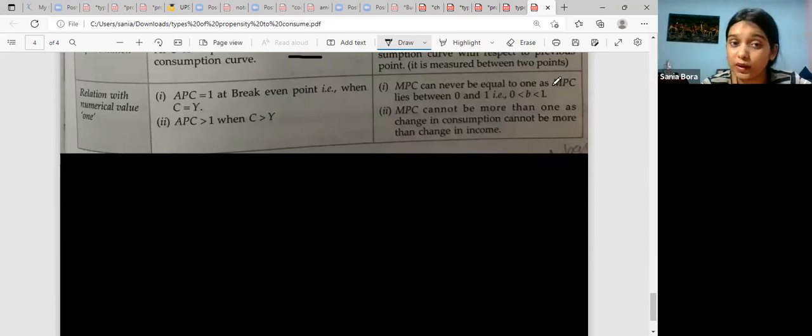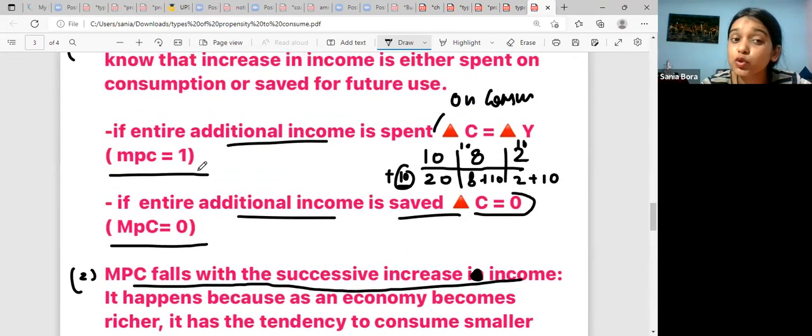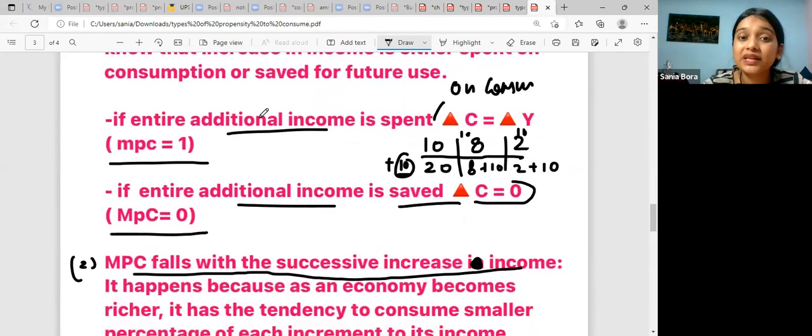MPC can never be equal to 1. Your APC can be equal to 1, but your MPC can never be equal to 1, as MPC lies between 0 and 1. MPC would be 1 only when you are going to use all your additional income on consumption. But it is not possible for you to consume everything, right? For example, I gave you 10 rupees. This is your salary. So you will eat everything. You won't be saving anything. You won't be doing this, right? So basically, generally your MPC varies between 0 and 1. Okay. But when will your MPC be 0, when you are going to use... these are basically the situations, right?